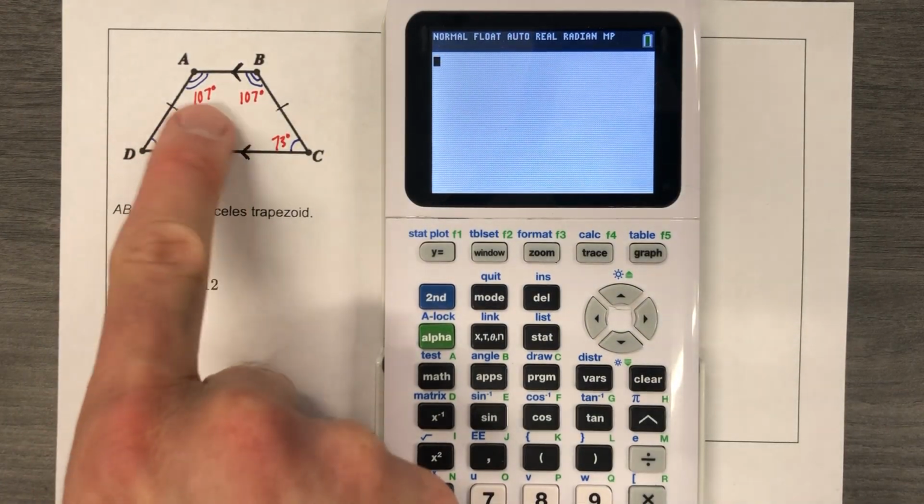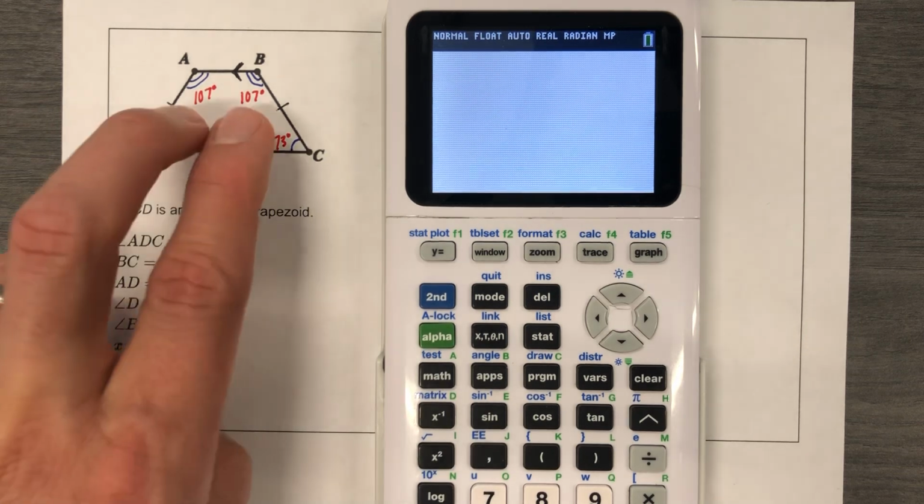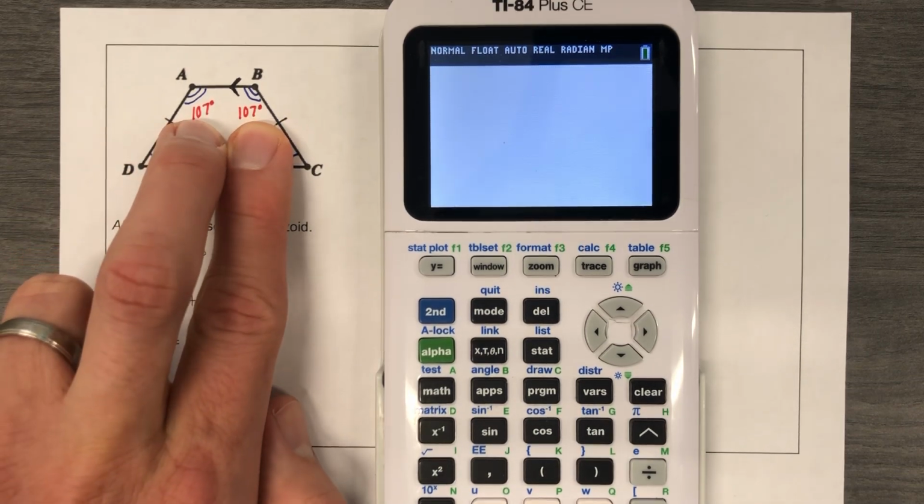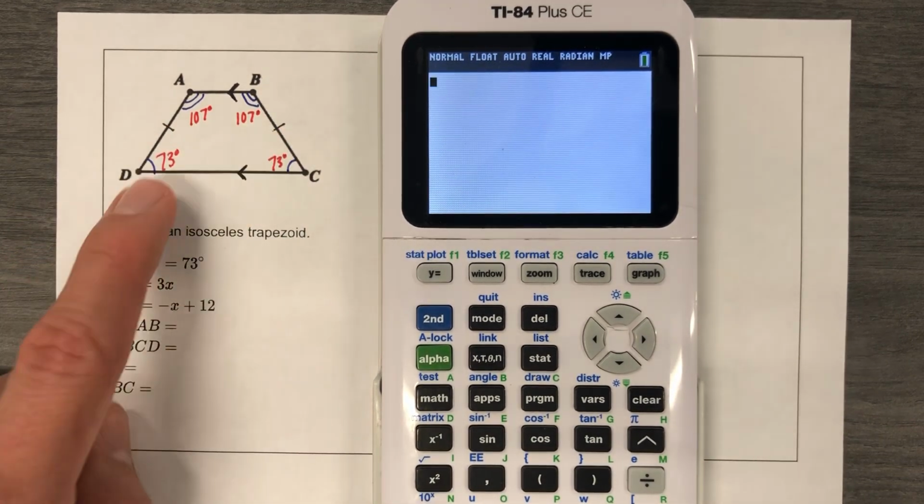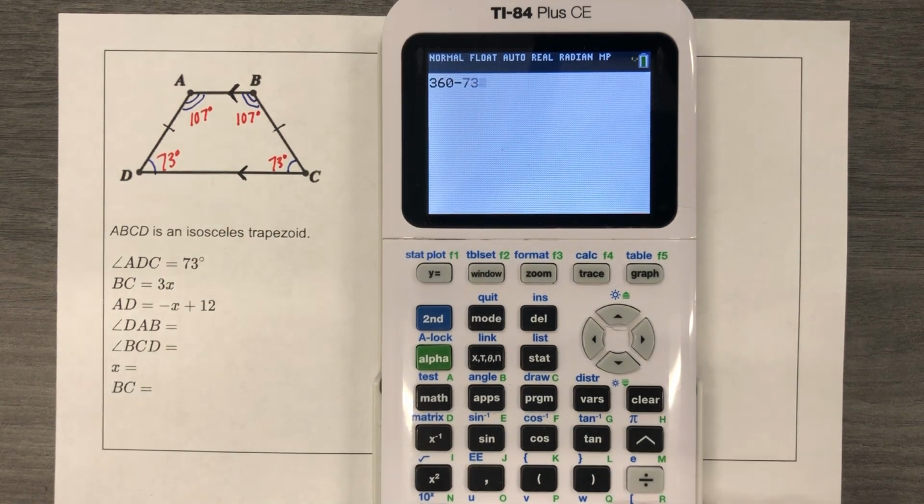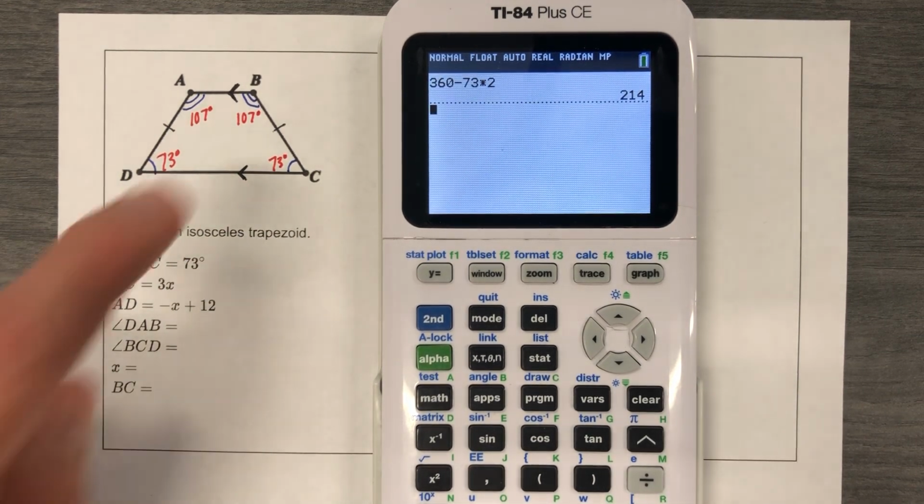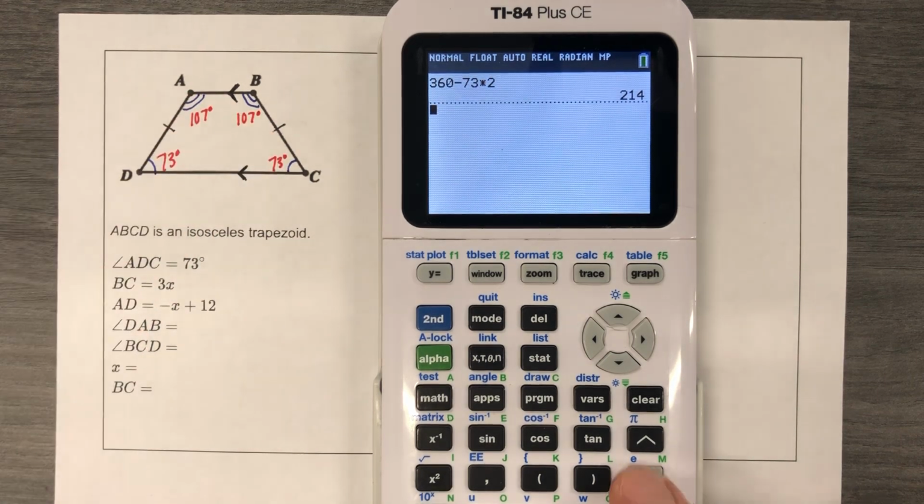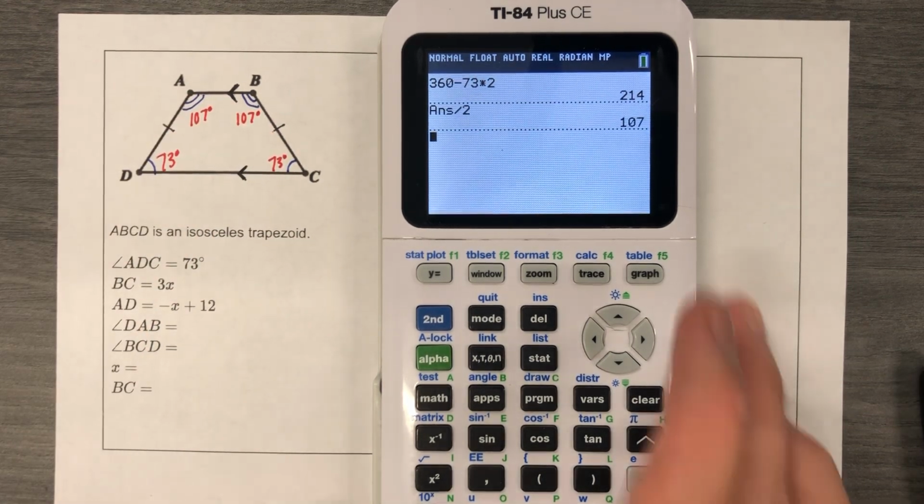Here's another way of doing it, by the way, because I know that these two are the same. This is not very efficient, but I'm going to show you anyway. Because these two are the same, let's suppose I don't know that they're both 107, but I knew this was 73 and this was 73. I have 360 degrees minus 73 times 2, but then I have to split it evenly among these two because they're equal to each other. There we go. That works also.